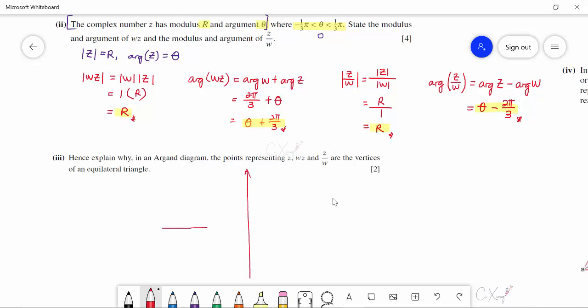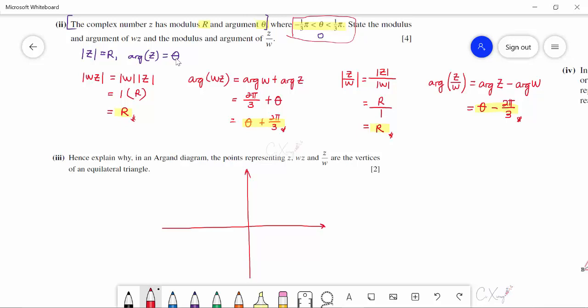Okay, so maybe I will draw the axis here. All right, let's have a look at Z first. The modulus of Z is R, and the argument of Z is theta. Both of these values we don't know. We only know they should be numbers, but they didn't give us the exact numbers. But for the argument, they tell us theta is from negative pi over 3 until positive pi over 3. So theta can be any number in between.